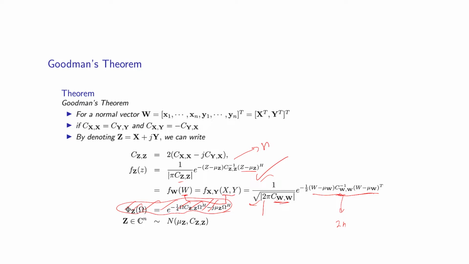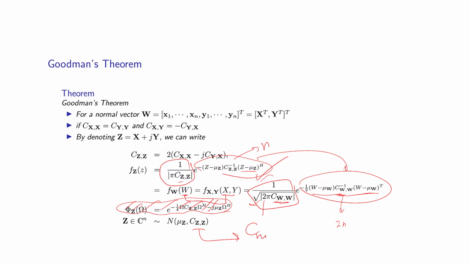So you can easily show that this factor 1 over that is exactly equal to this one, and this expression is exactly equal to this expression. The proof is very easy. So you can use this complex notation for the distribution only if you have circular symmetry. Otherwise, the information in CZZ is less than in CWW.